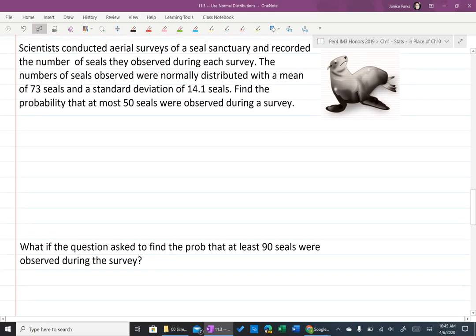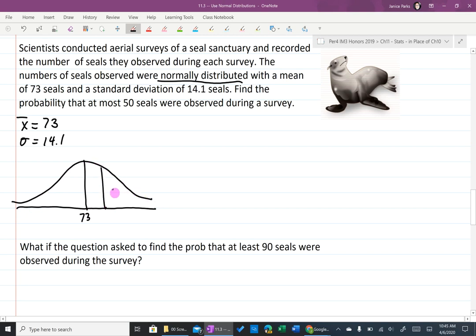The number of seals observed were normally distributed. Okay, so that's important. With the mean of 73 and a standard deviation of 14.1. Sometimes I like to draw a picture because you don't know if it's going to fall in the normal distribution curve or not. So the mean is 73 and the standard deviation is 14.1. We're trying to get to 50, so we're definitely going to go less than this.